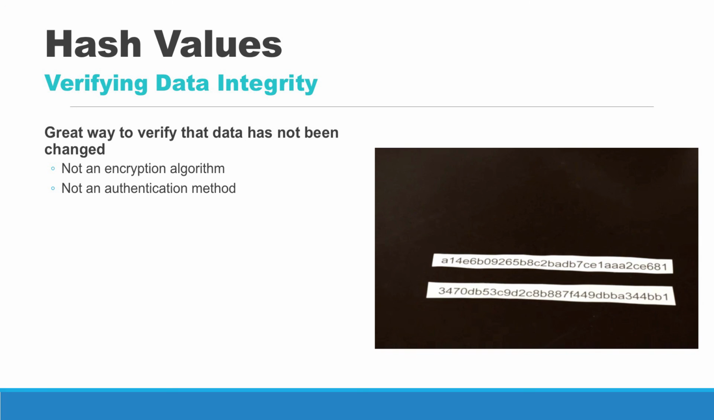First, we must think about hash values. Hash values are a way that we can verify that our data has not been corrupted in transit. A hash value is not an encryption algorithm, nor is it an authentication method. It is instead something entirely different.